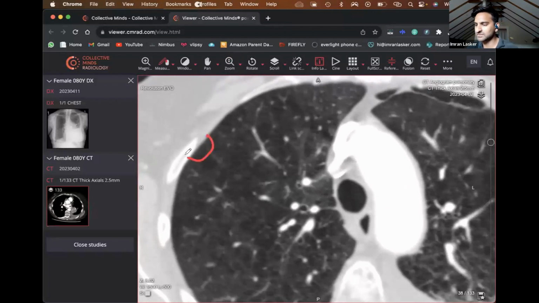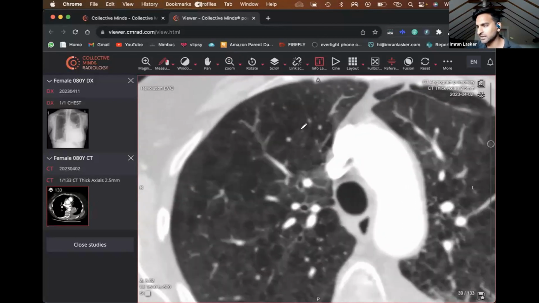If you had it all along the sides like this, it would be called paraseptal. But when it's sort of more within the central areas of the lungs, it's going to be central lobular emphysema.